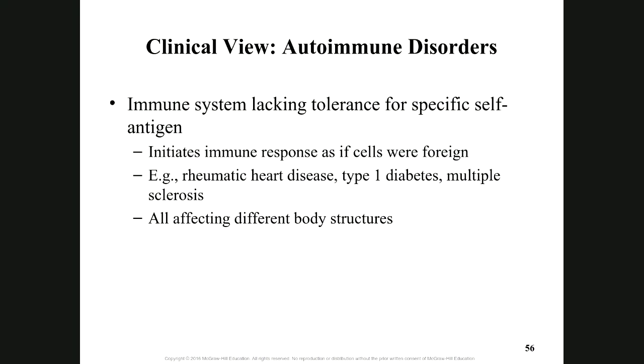And autoimmune disease occurs when the immune system doesn't have tolerance for a specific self-antigen, and we have an immune response against that self-antigen. It initiates an immune response as if the cells were foreign, like rheumatoid heart disease, diabetes type 1, and multiple sclerosis or MS, all affecting different body structures.